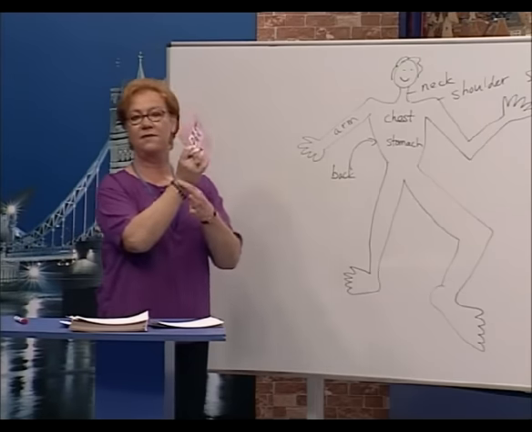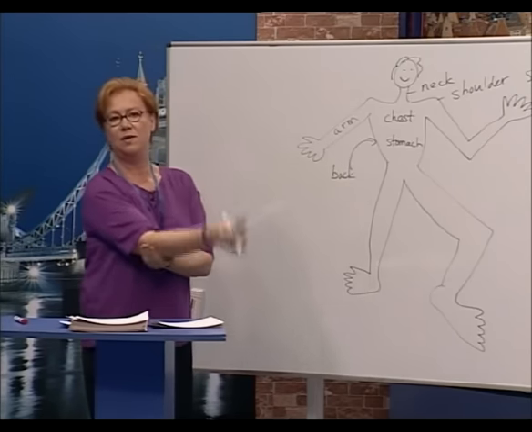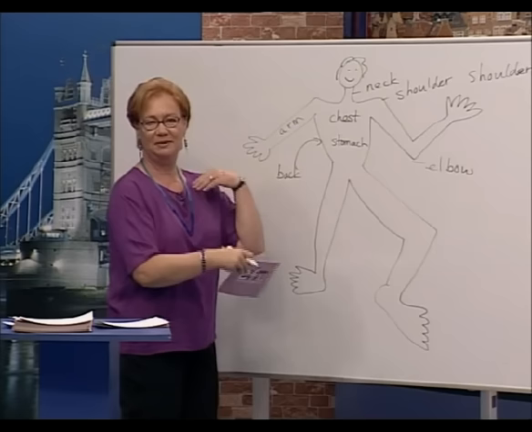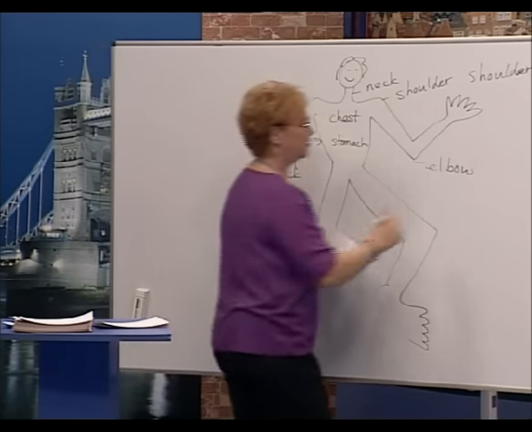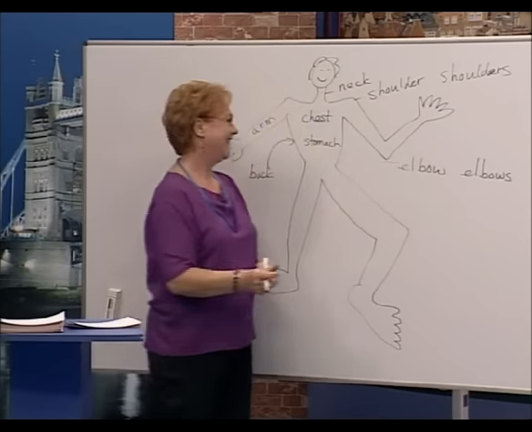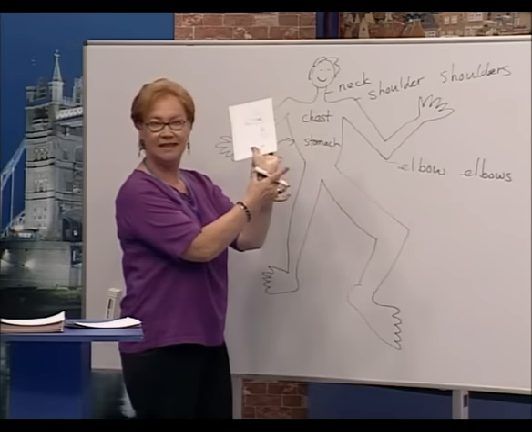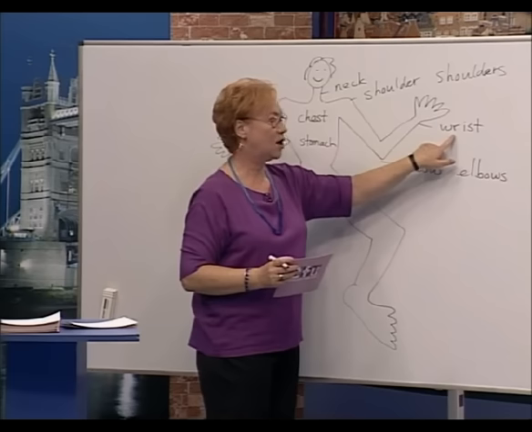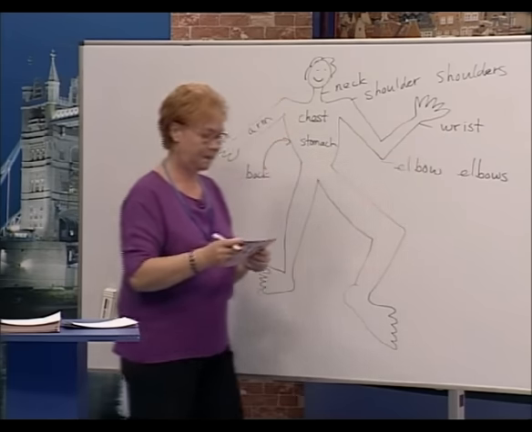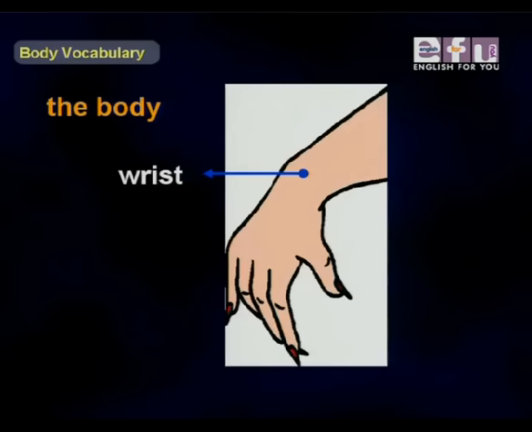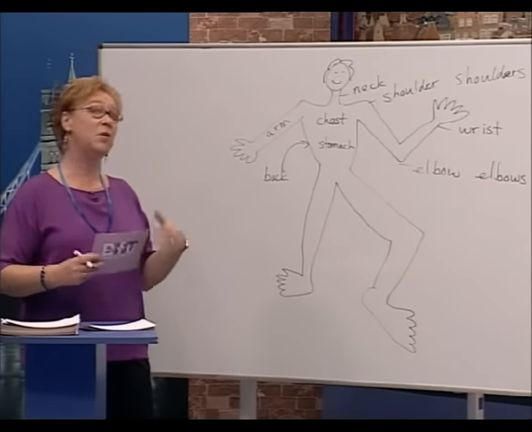All right, now let's add more to this beautiful body. Now, here we have the elbow. This is the elbow. We have two elbows. One elbow, another elbow. Elbow and elbows. Look, L, L. All right, and here we have a wrist. Now, wrist. We don't say the W, we only say the R. Wrist. All right? So again, we have the elbow, and we have the wrist.